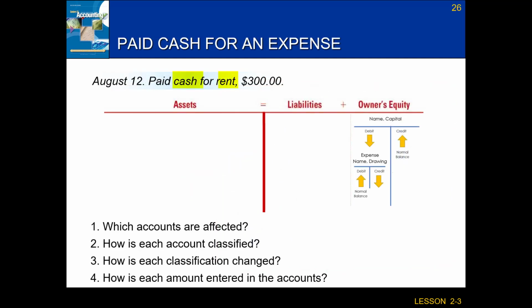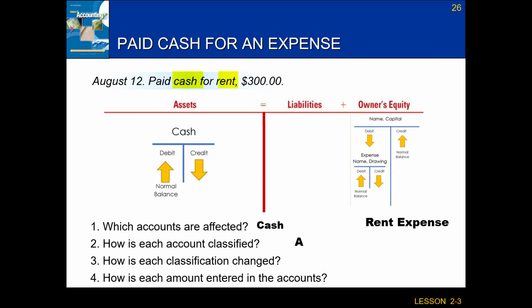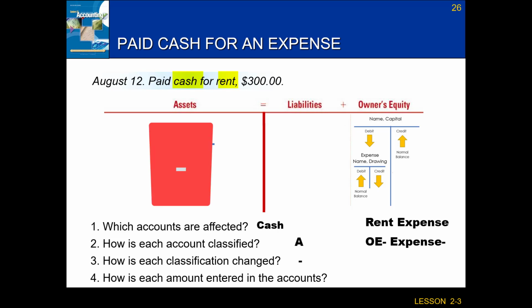Paid cash for rent. So my first keyword here is cash. My second keyword here is rent, and the title is rent expense. So I'm going to classify each account. Cash is an asset. I'll drop that in there. Rent expense is owner's equity, and that's on the expense side. And now I'm determining how each classification has changed. Cash is decreasing because I'm paying it. And then owner's equity is also decreasing in the example of an expense.